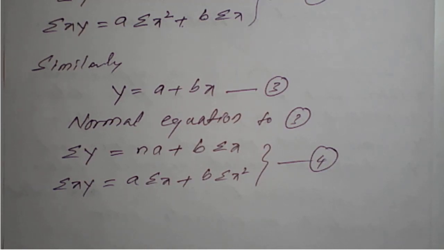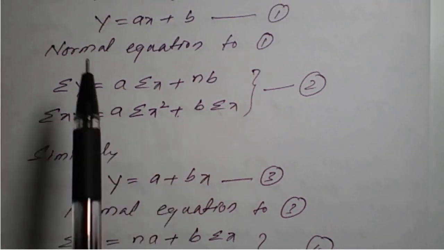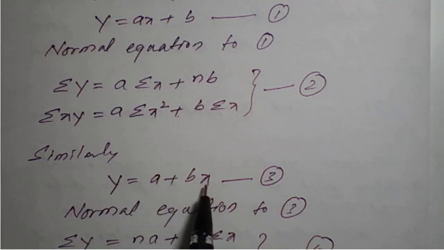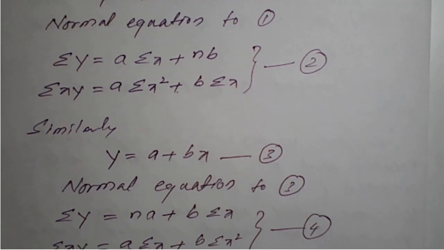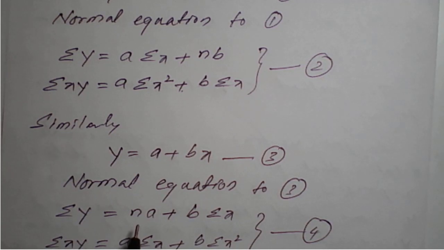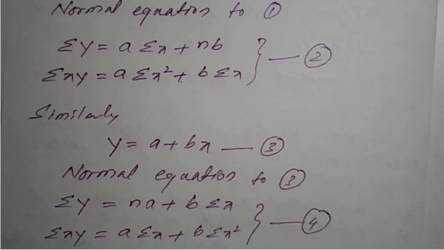So you have to remember that we may get two kinds of equation, either y is equal to ax plus b form or y is equal to a plus bx form. Whichever form they ask, we have to prepare a normal equation for that, and we must see how to get the values of the parameters or constants a and b. So we will see an example based on the least square method for the straight line y is equal to ax plus b.